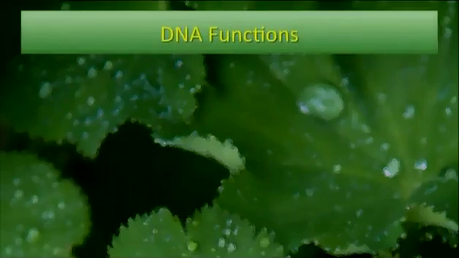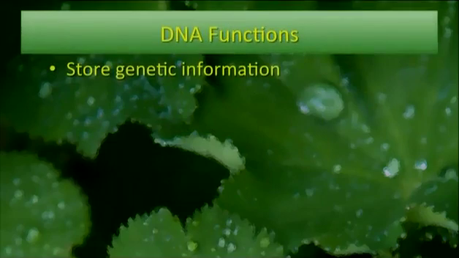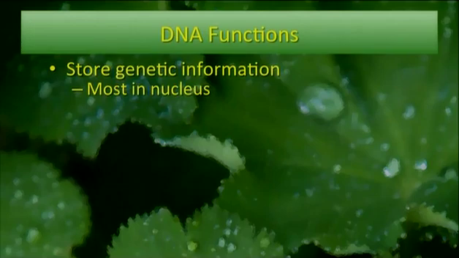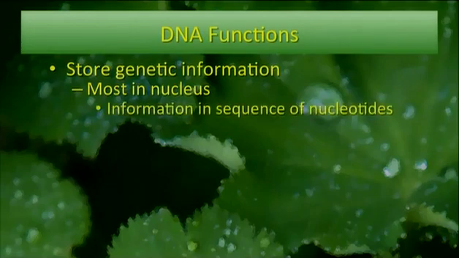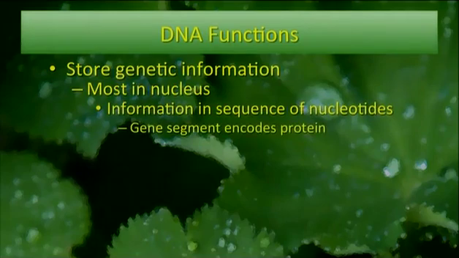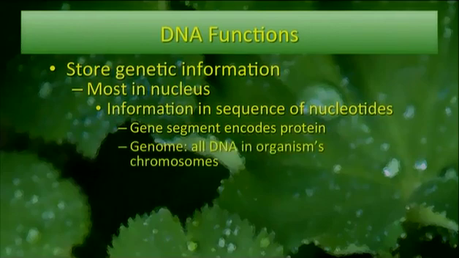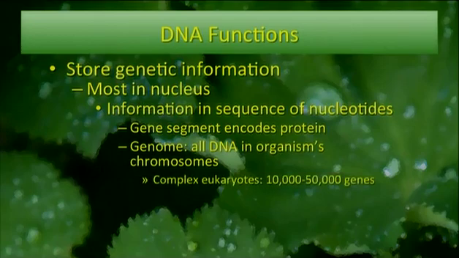Now DNA functions, what does it do? It stores genetic information, and most of the DNA is in the nucleus. The information is in the sequence of nucleotides. A gene segment is a segment along a chromosome that encodes a protein. The genome is all the DNA in the organism's chromosomes. For complex eukaryotes, you could have 10,000 to 50,000 genes.